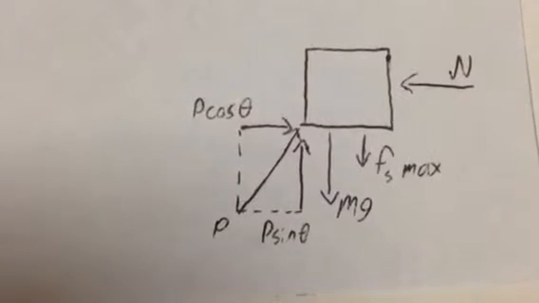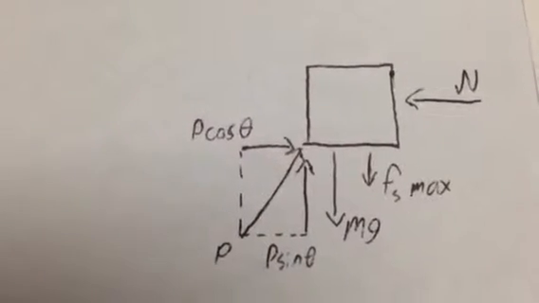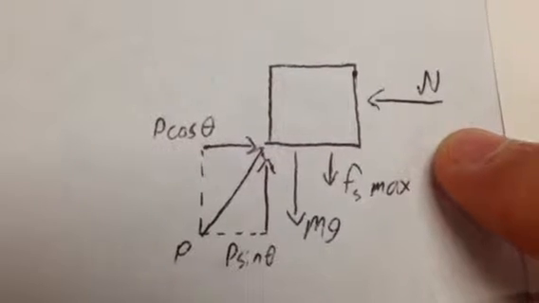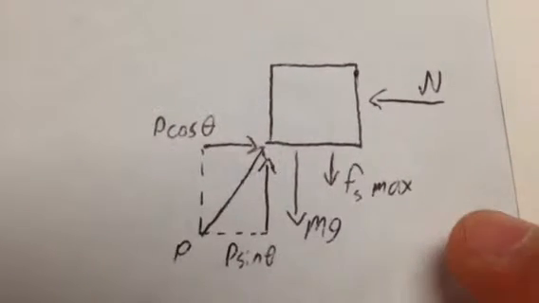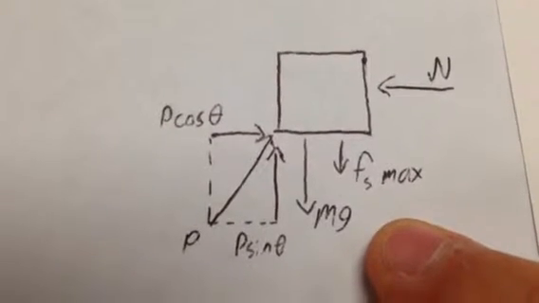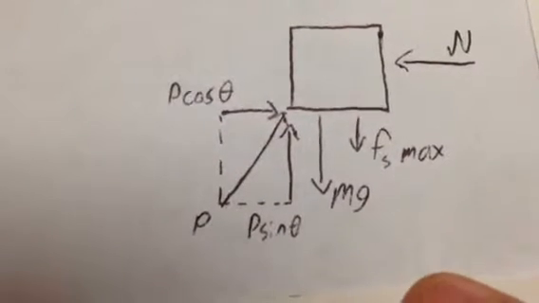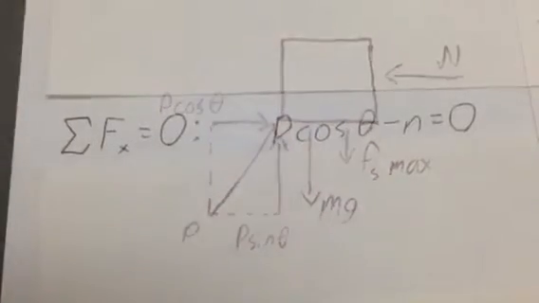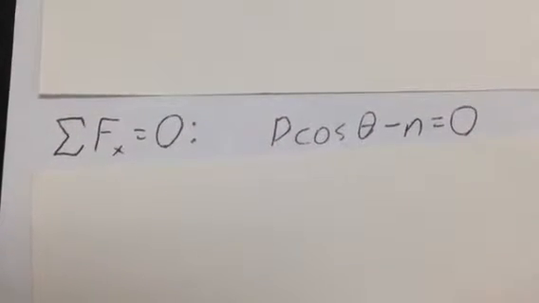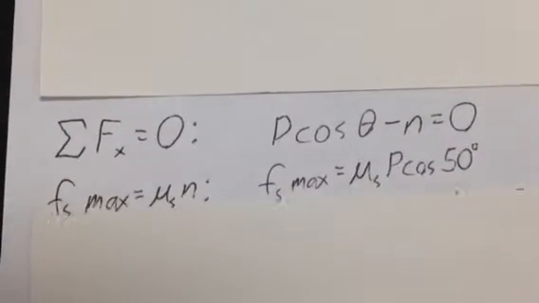Alright, to find the maximum force, we have 4 forces working on the block. We have the normal force as the wall pushing to the left. We have friction pointing down, gravity as mg pointing down, and P at an angle of 50 degrees to the horizontal. The sum of all the forces in the x direction equals 0. So P cosine theta minus N equals 0.